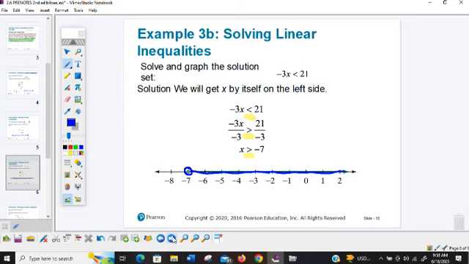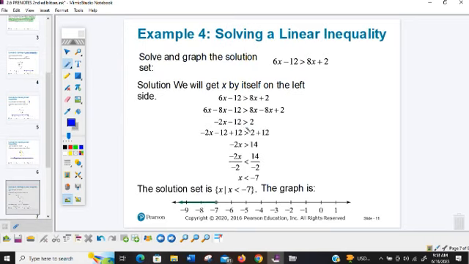Let's try another one. The difference on example 4 is we have x's on both sides of the equation. Now, I typically tell my students for this section, do letters left, numbers right. If you do letters left, numbers right, then you're always going to be able to follow the arrow when you graph it, and that makes life easier. So the first thing I would do is take this 8x and move it to the left.